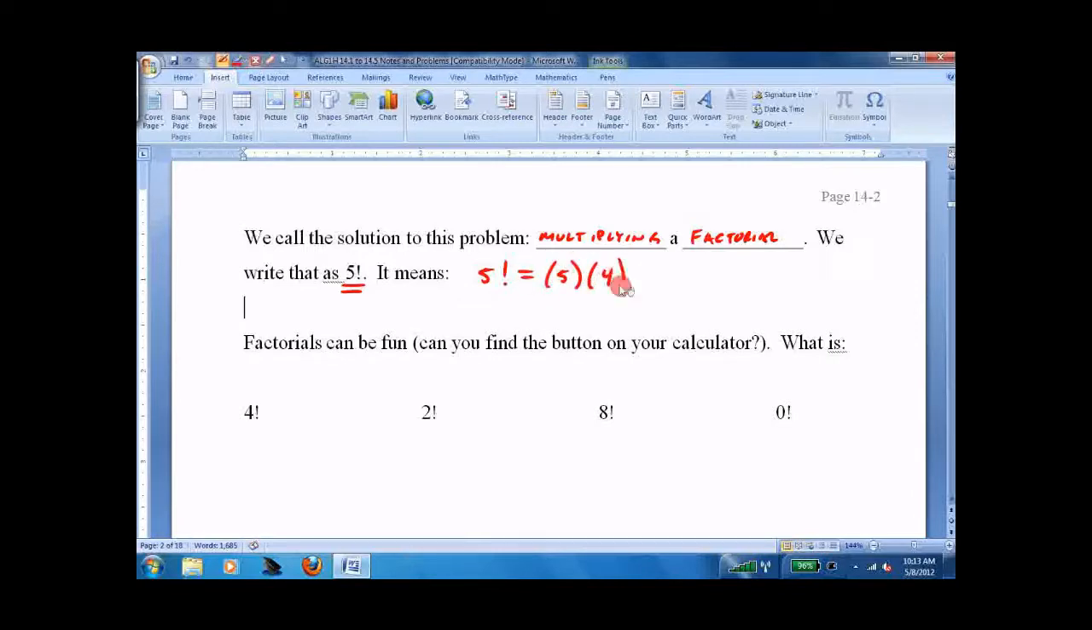5 times 4 times 3 times 2 times 1. And as we just saw, it equals 120. There's a button on your calculator for this. I won't even give you a hint. It's not that hard to find. Most people don't use it. They just go 5 times 4 times 3 times 2 times 1, which is totally fine.